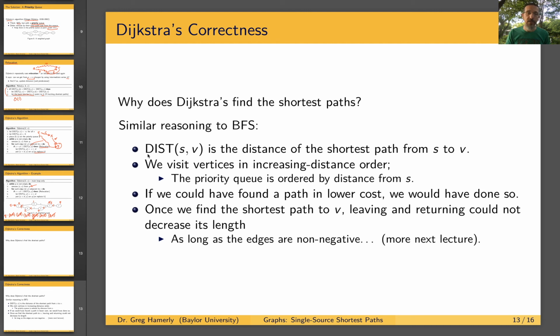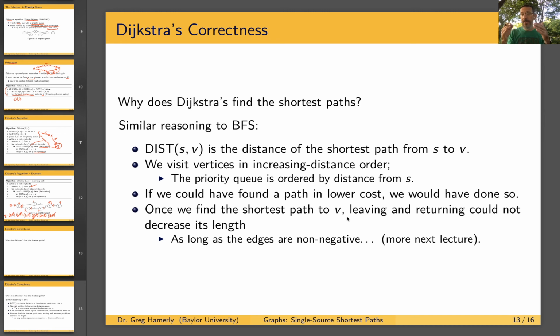So again, the distance from S to V is the distance of the shortest path from S to V, or our current estimate of that shortest distance. And we're visiting these vertices in increasing distance order due to the priority queue. And the argument is pretty much the same as with breadth first search. If we could have found a path in lower cost, we would have done so. So as our priority queue tells us, visit things that are 0 distance away from the source, and then distance 1.5, and then distance 7, and then distance 9, and so on.